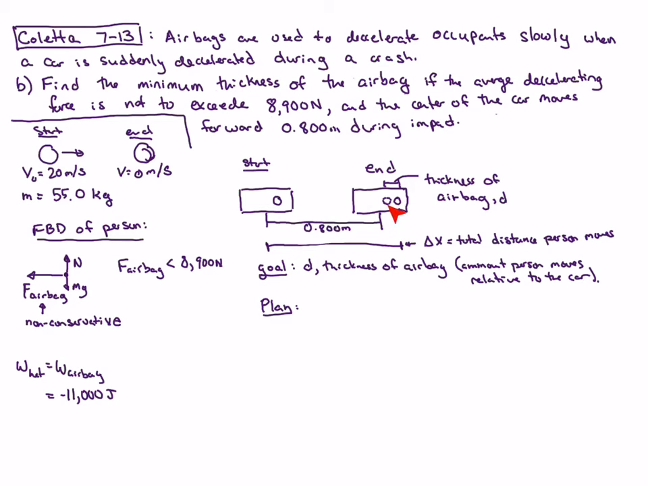So this little extra bit that the person moves is the thickness of the airbag, where they move from wherever they were relative to the car to a little bit farther forward. So what that means is the total distance that the person moves is the distance that the car moved plus the thickness of the airbag, right? This delta X, the total distance the person moved.